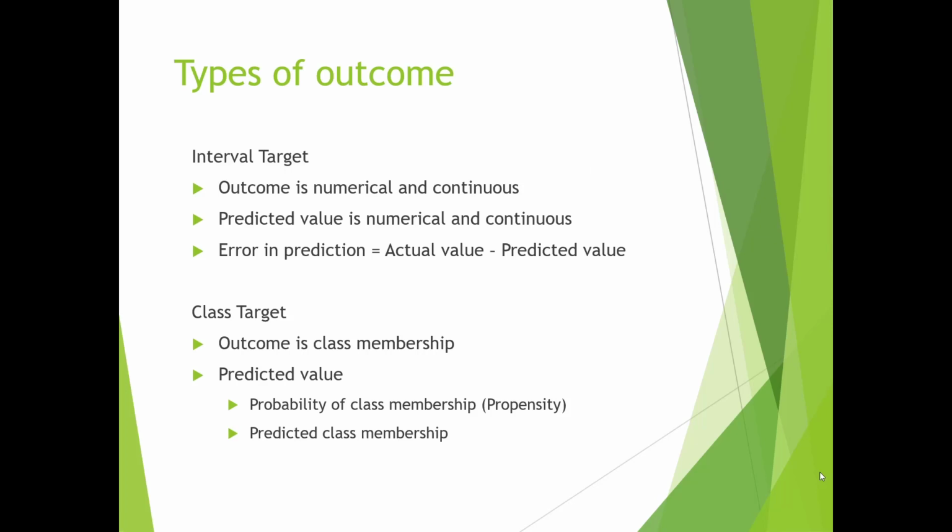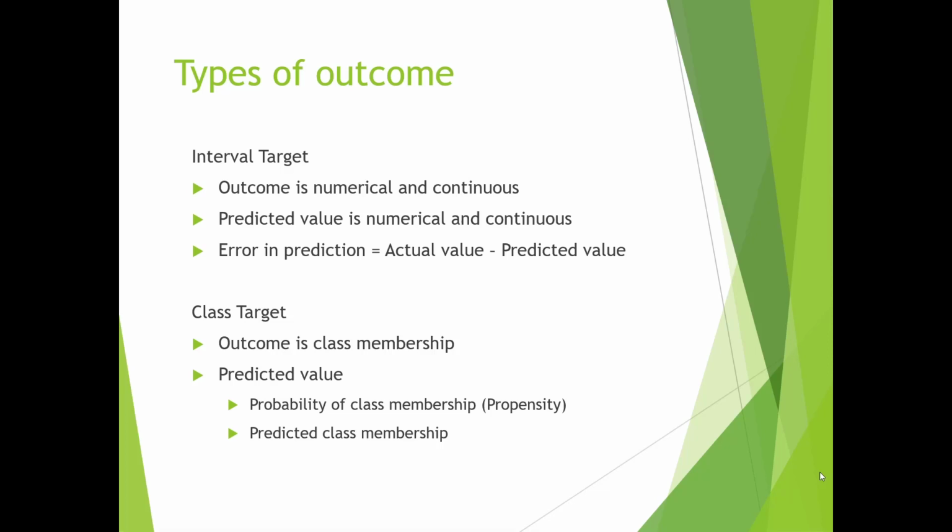Okay. Now, we can look at performance evaluation under two major categories. One is interval target. It's about the target. What kind of target do we have? Target is the dependent variable, or the y, that we are trying to predict. If that y is an interval target, then we have certain ways of computing performance accuracy.